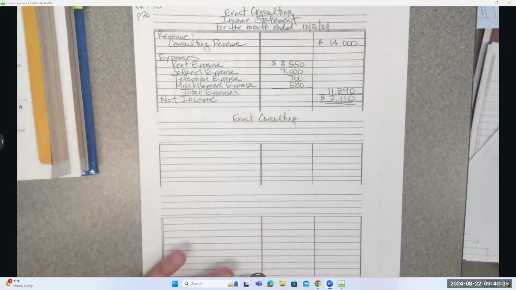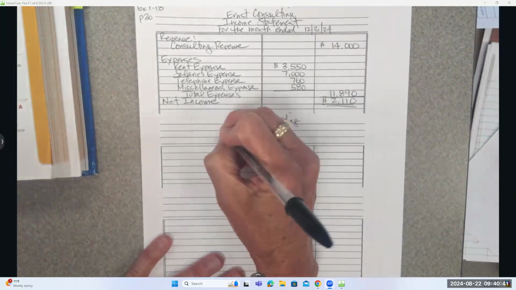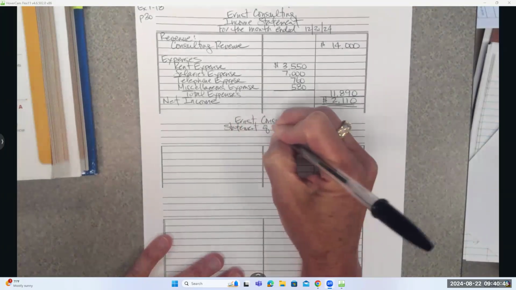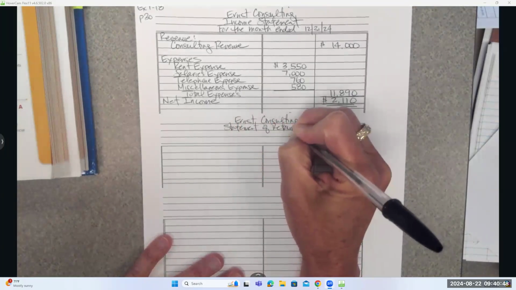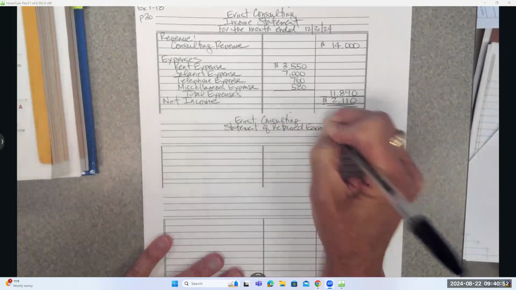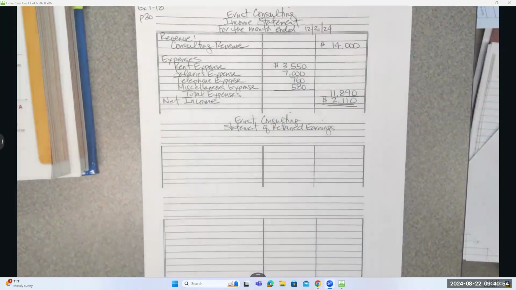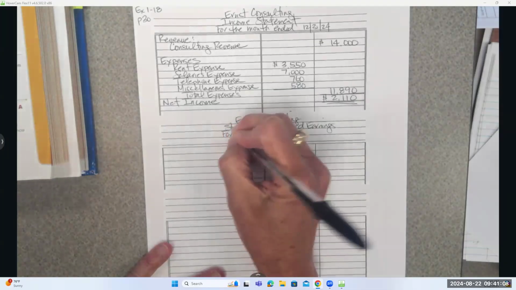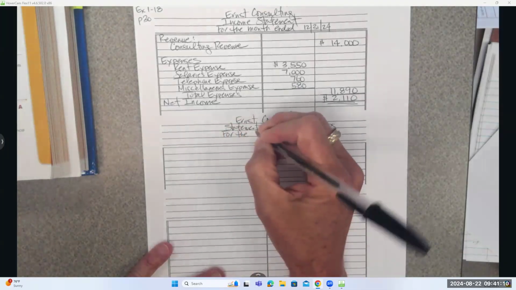Name of the company. The next statement is the statement of retained earnings. Used to be the statement of owner's equity. But now that we are a corporation, it is just the earned equity that we are looking at, always the same period of time as the income statement.